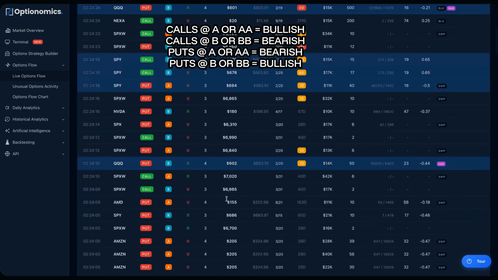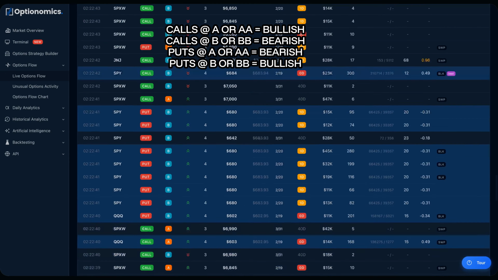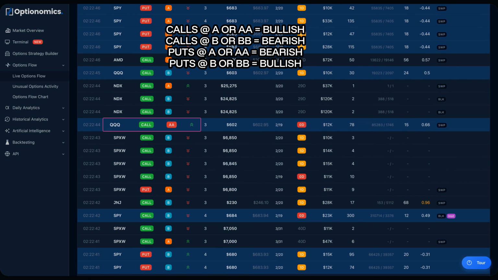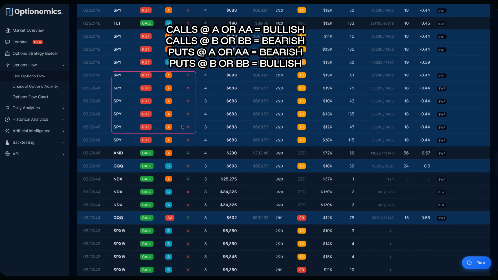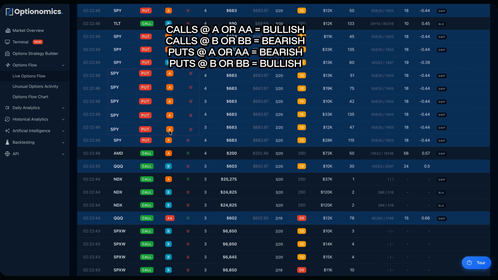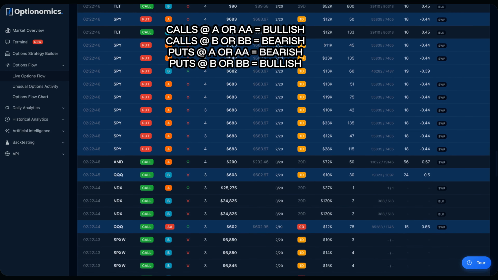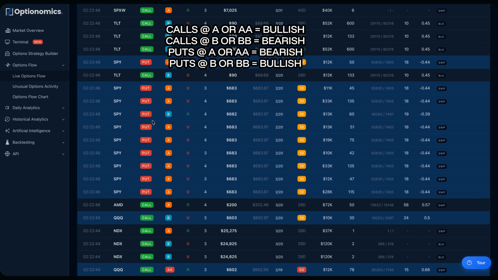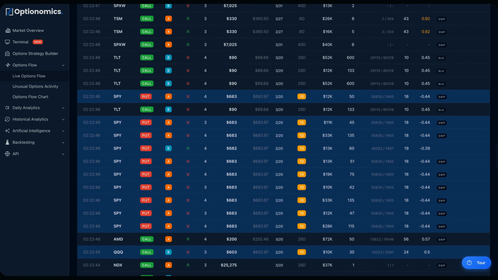When a call option is traded at the ask or above the ask, that is considered bullish, meaning traders expect the price to rise. Similarly, when a call option is traded at the bid or below the bid, that is considered a bearish trade, meaning traders expect the price to fall. On the other hand, when a put option is traded at or above the ask, that is considered bearish. And when a put option is traded below or at the bid, that is also considered bullish.